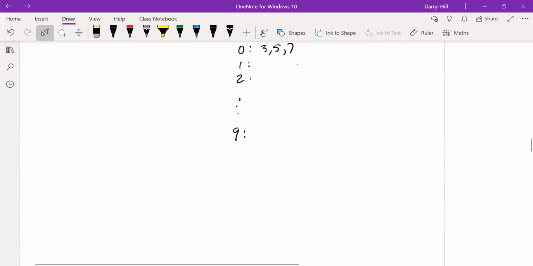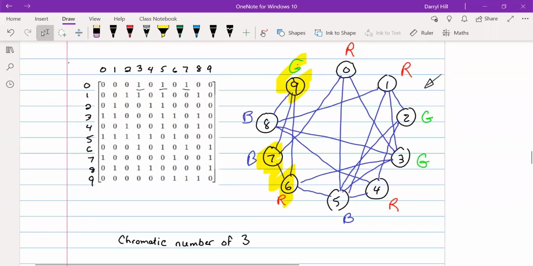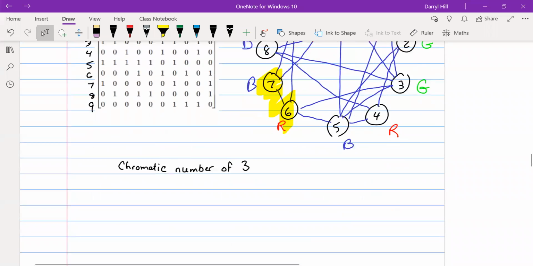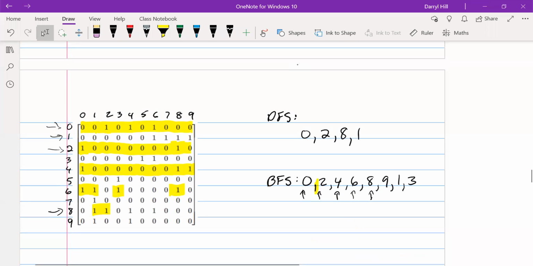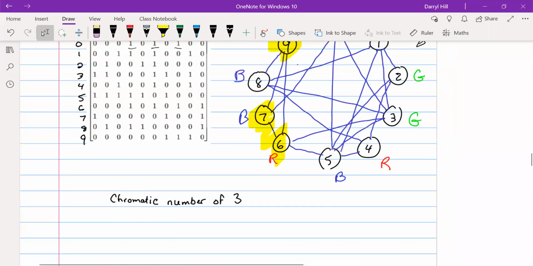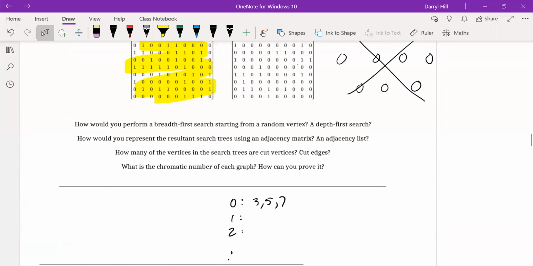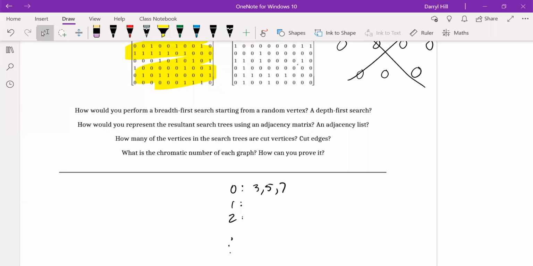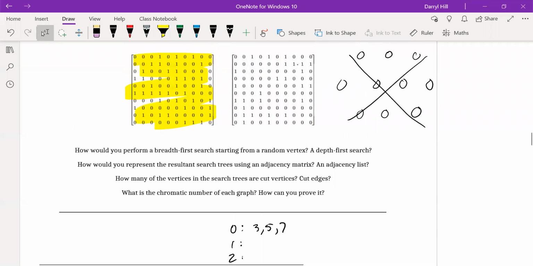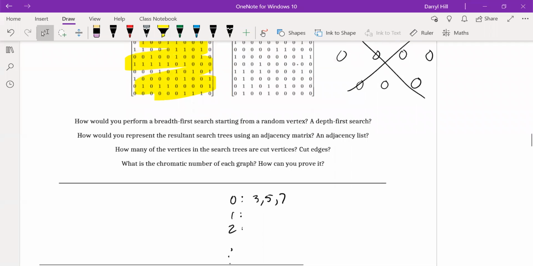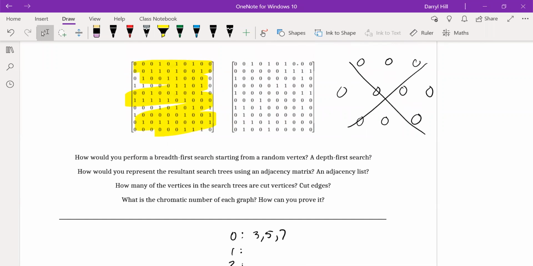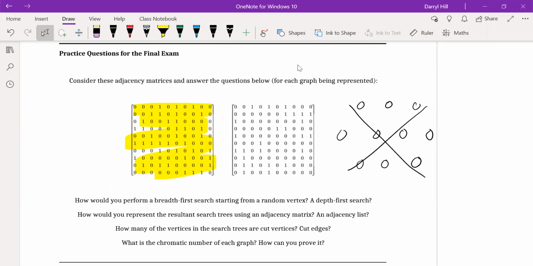Cut edges. So can I remove an edge that disconnects this graph? In this case, no. The other one, maybe, if I wanted to draw it out. Chromatic number, and can we prove it? Yeah. So with that, that covers all the stuff on the trees. Are there any questions or anything you want me to go over again for these graph questions?